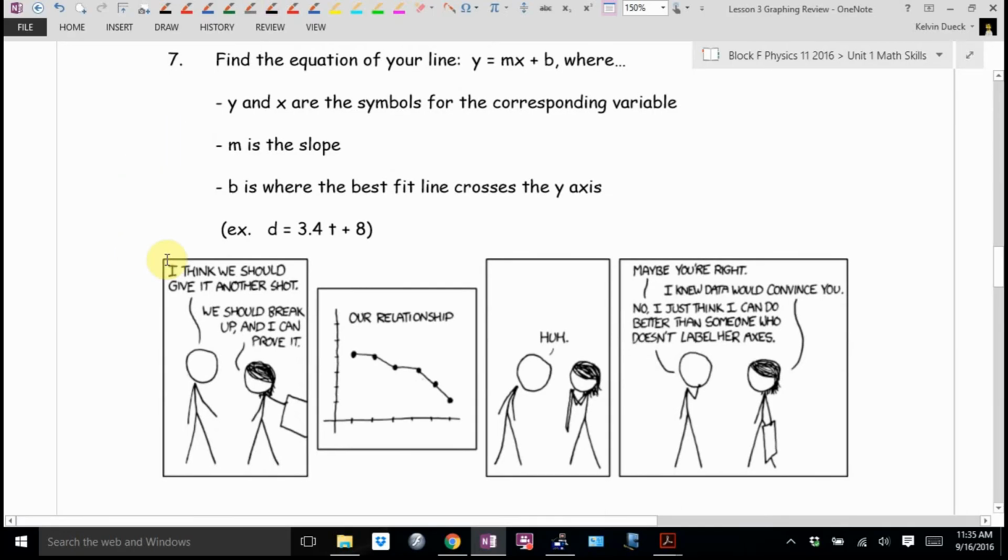A little comic for you. The guy is talking to the girl. He says, I think we should give it another shot. The girl says we should break up and I can prove it. She gives him a graph. Our relationship. Guy says, huh. Guy says, maybe you're right. She says, I knew data would convince you. He says, no, I think I can do better than someone who doesn't label her axes. Label your axes. Okay?